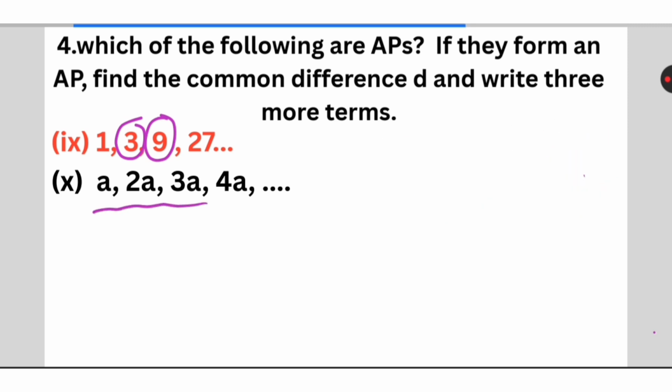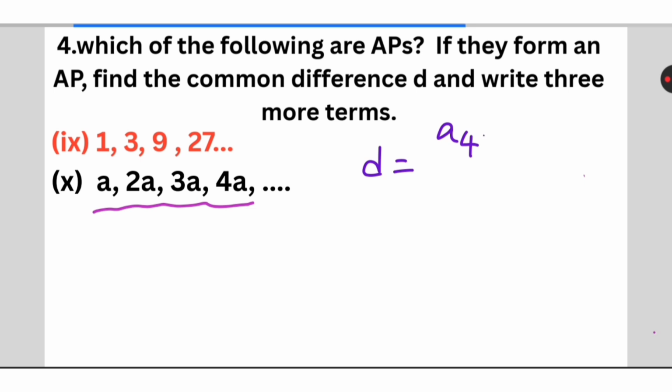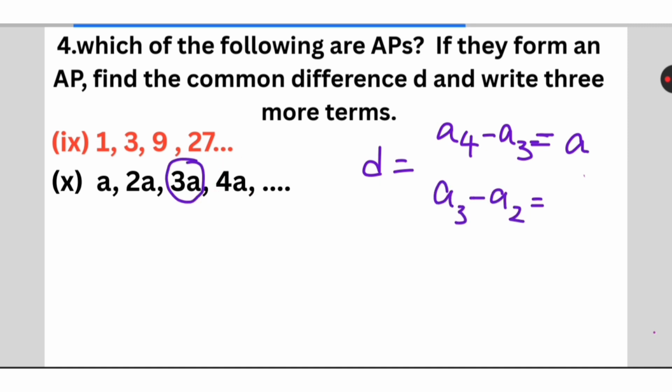Let's check for the 10th question. For the 10th question, let's see the common difference. Does it form an arithmetic progression or not? Let's see. So let's do first A4 minus A3. What is the 4th term? 4a. Third term is 3a. So 4a minus 3a, which gives only a. Then let's do A3 minus A2. The third term is 3a minus the second term is 2a. 3a minus 2a, which gives only a. The common differences are same. That means this sequence forms an arithmetic progression.